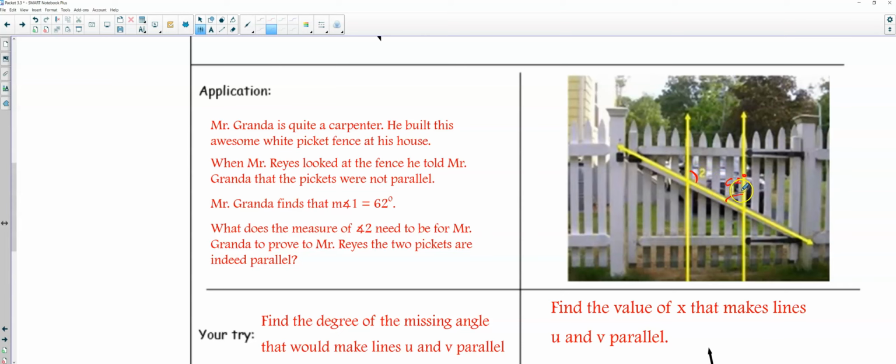Since angle 1 measures 62 degrees, then we could take 180 minus 62 to give me the measurement of angle 2. That's what the measurement of angle 2 needs to be in order for the two pickets to be parallel. That would be 10 minus 2, that's 8. 7 minus 6, that's 1. So that's 118 degrees. So the measurement of angle 2 would need to be 118 degrees for those pickets to be parallel.